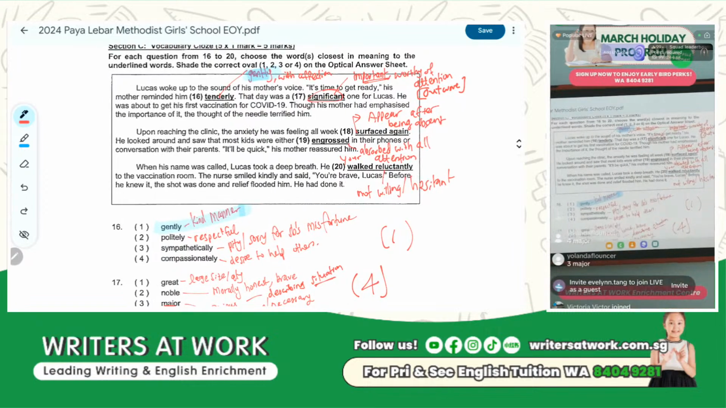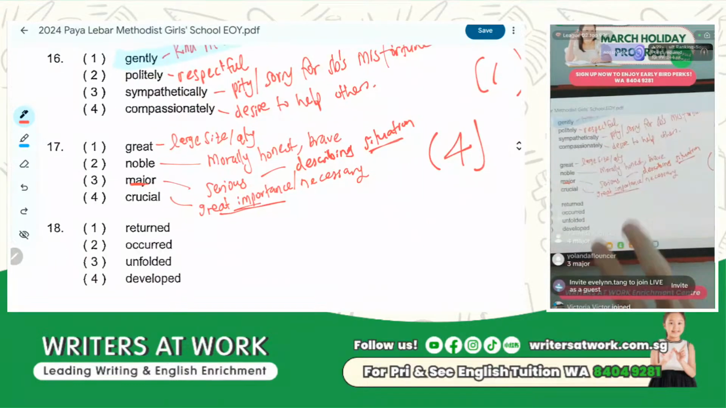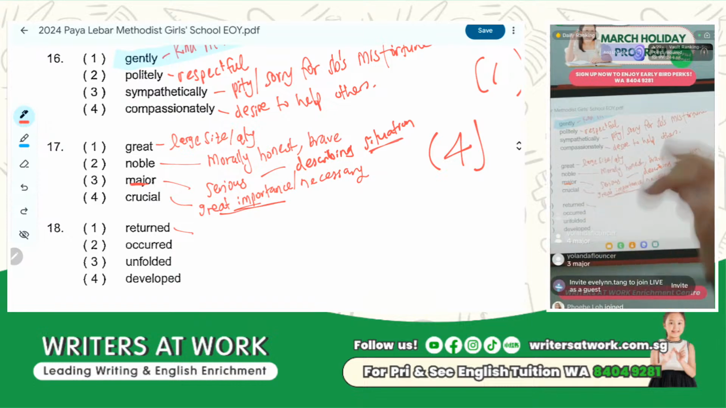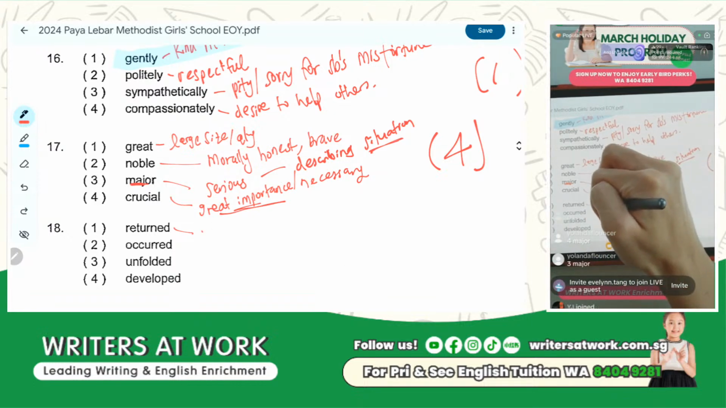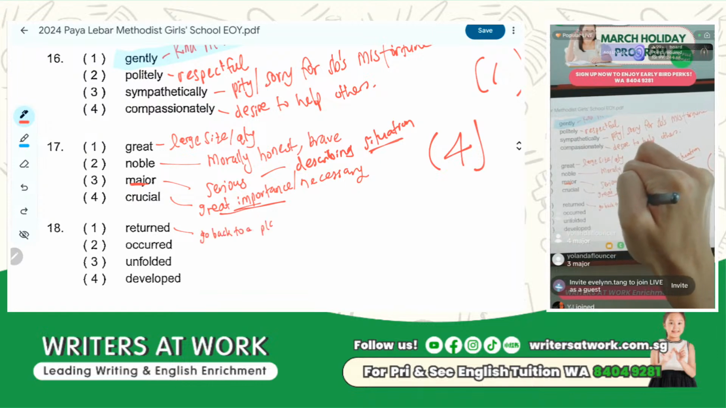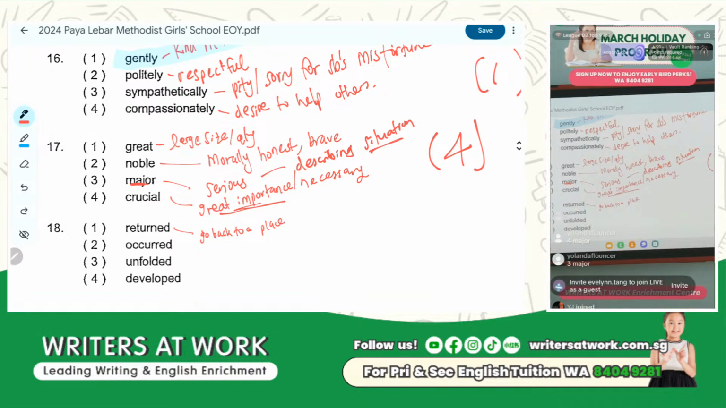Now, question 18, when you surface or you re-emerge again, yeah? So looking at the options, first one, when you say return, it means that you go back to a place. So there's the idea that something happened again for a second time.